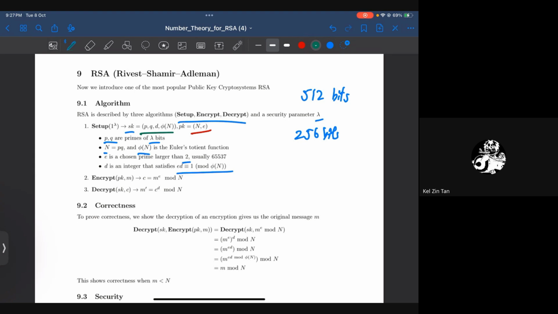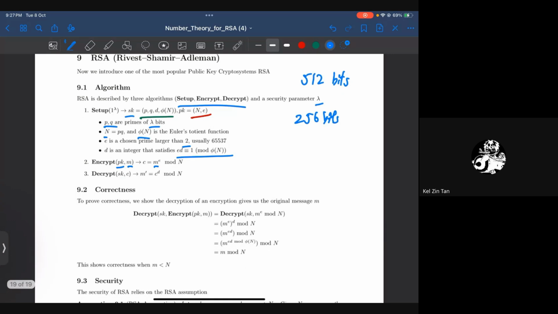So to do encryption, we take in the public key and the message. Then we raise m to the power of e modulo n. For decryption, we take the ciphertext and the private key. Then we raise the ciphertext to the power of d, and we get m prime.